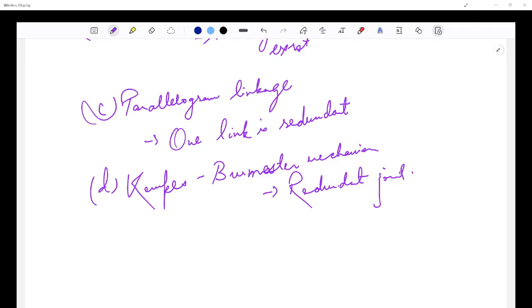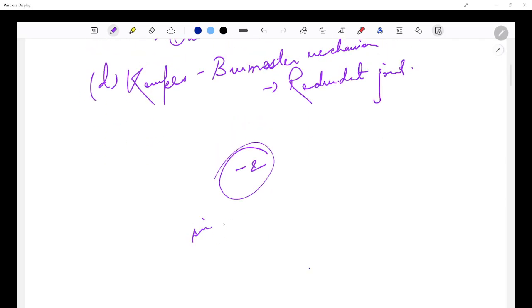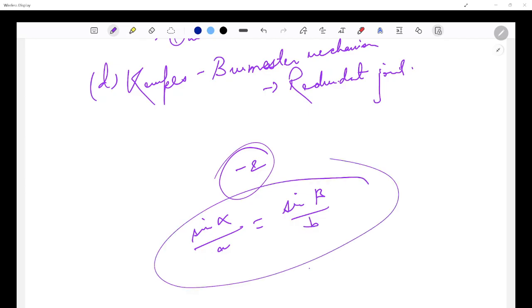Okay. So we also saw Bennett's linkage. I won't go into detail. It is a spatial 4-bar linkage, and from the degrees of freedom formula you get DOF equal to -2, which is just nonsense, but it actually moves. So the special condition which we have there, if you remember from the lecture, sine alpha by A is equal to sine beta by B. So this special geometry enables motion. So an over constrained mechanism does not mean it is immobile. It means that constraints are dependent.